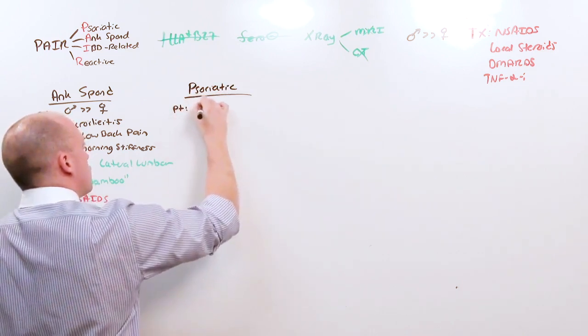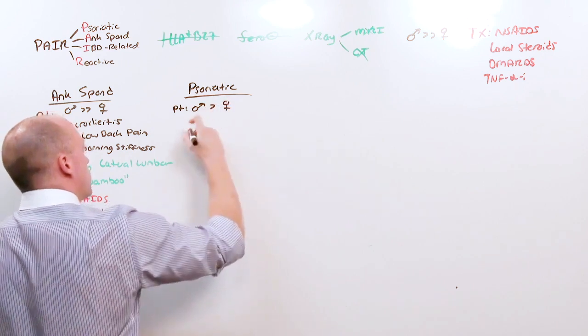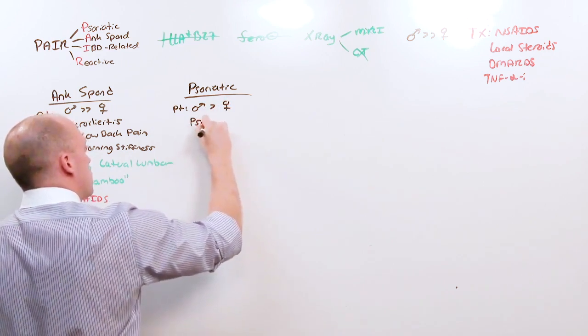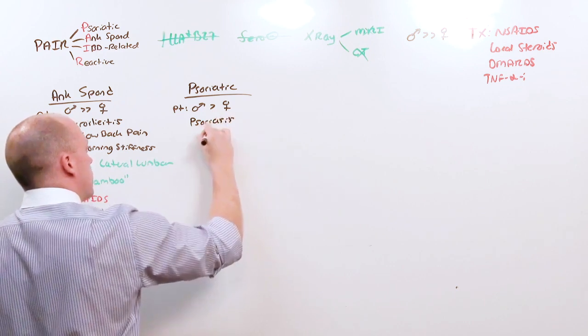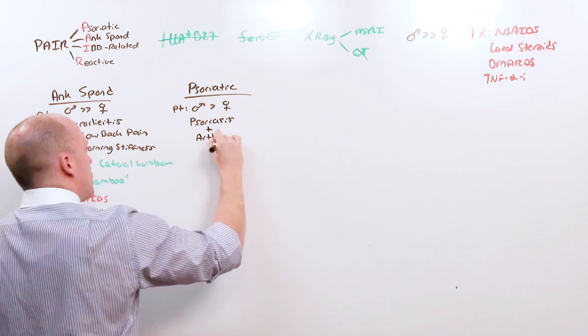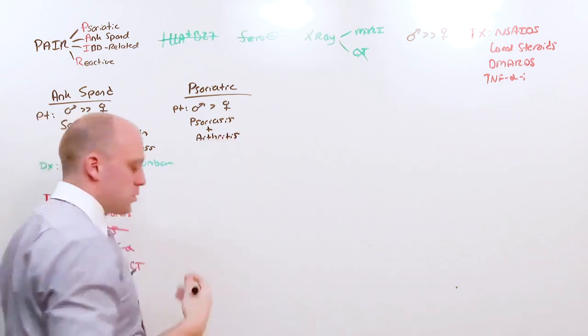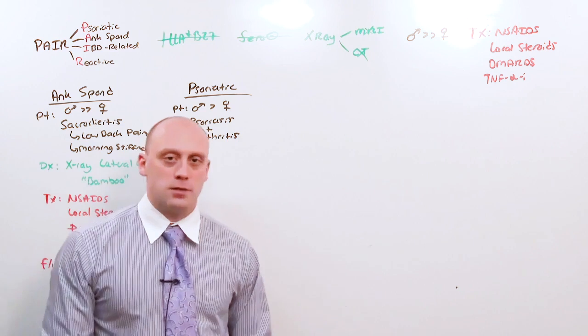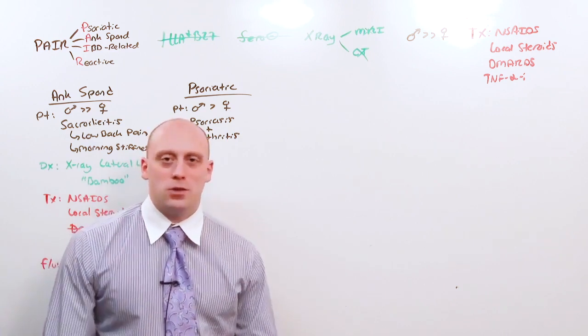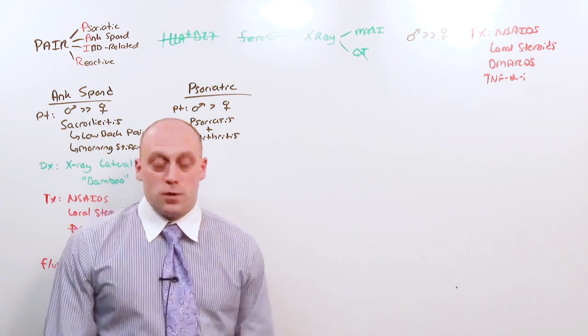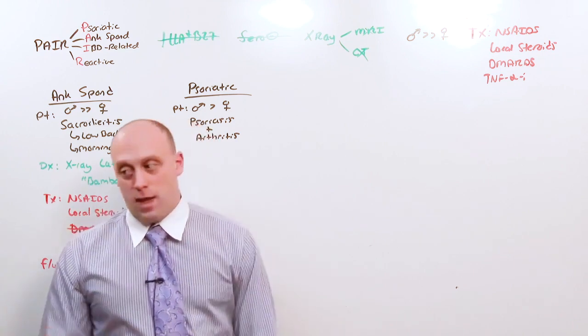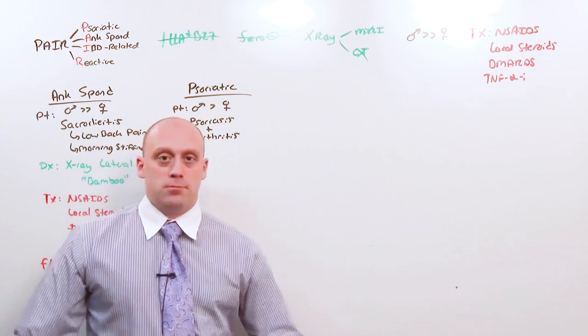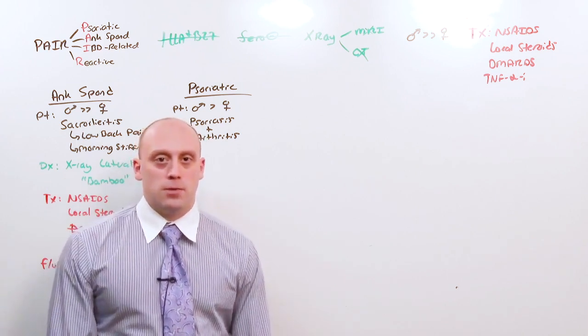Patient's going to be a man, more than a woman, and guess what they're going to have? You guessed it, psoriasis and arthritis. Now, it is possible for the arthritis to occur before the psoriatic plaques, but on a test question, they just can't do that to you because you'd have no idea. So if the person has psoriasis and they have arthritis, that's psoriatic arthritis.